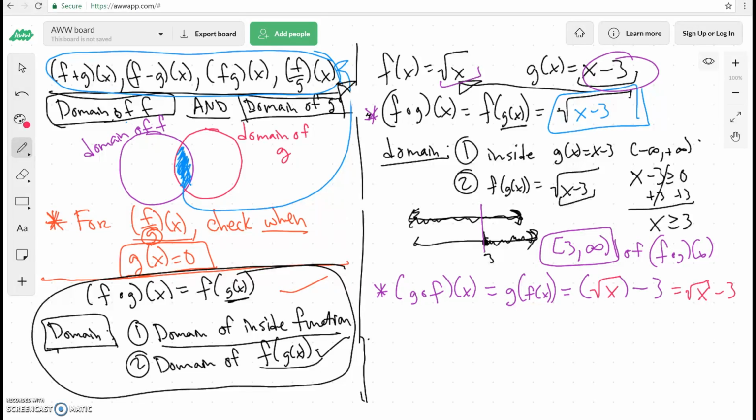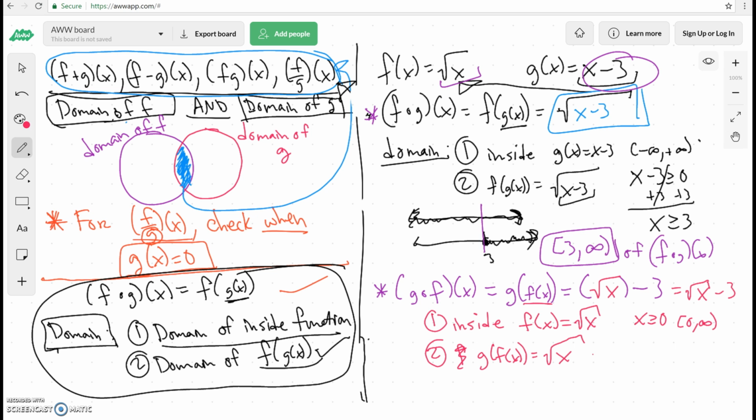Okay, so now let's find the domain. The first thing that I want to do is find the domain of the inside function. The inside function in this case is f of x, and f of x is the square root of x. So I'm going to have the square root of x because that's my inside function. My domain in this case is just going to be x greater than or equal to 0, or from 0 to infinity. Now I'm going to look at g of f of x, and that's just the square root of x minus 3.